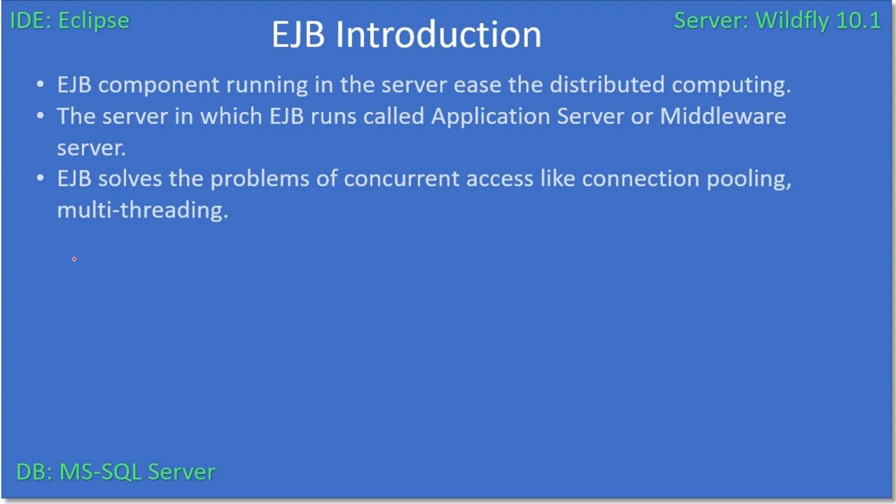So EJB solves problems of concurrent access, like connection pooling, multi-threading, all that stuff. The moment you use EJB, all these problems will be resolved for you. That means you need not worry about how to handle multi-threading or connection pooling, because the EJB component you build will take care of all that. Even without using EJB, you can perform all these tasks, but you have to hand code the connection pooling and multi-threading in a worldwide web environment.